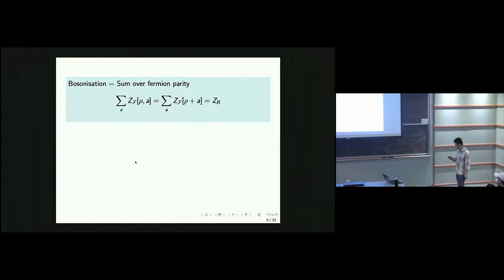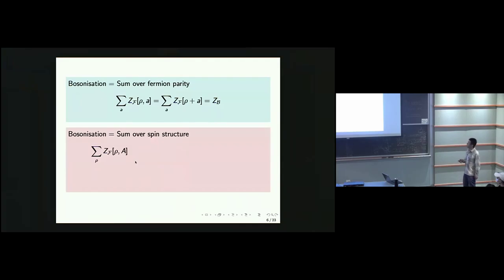Alternatively, you can also define the bosonization map to be a sum over the spin structure. How do we sum over a spin structure? We can decompose the spin structure into some reference spin structure and some Z2 gauge field, using the property that the spin structure is a torsor of the Z2 gauge field. Then I'm again going to use the relation that the partition function only depends on the summation of them.